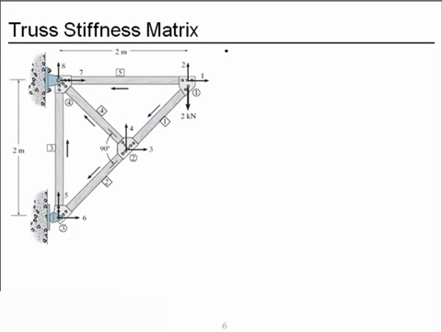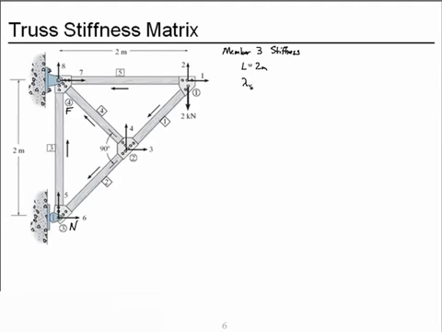Now member 3. Member 3 connects node 3 to node 4. Node 3 is its near node based on this arrow. Node 4 is its far node. And the degrees of freedom are in sequence 6, 5, 7, 8. And it is 2 meters long.